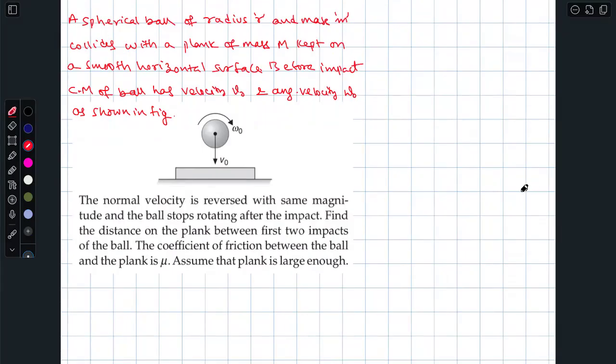Okay, fine, no issues. You imagine a long plank. Now start from the ball's point of view. This is a ball.